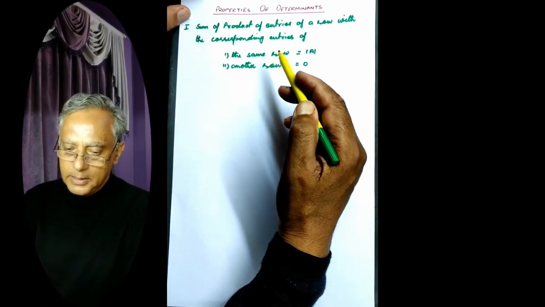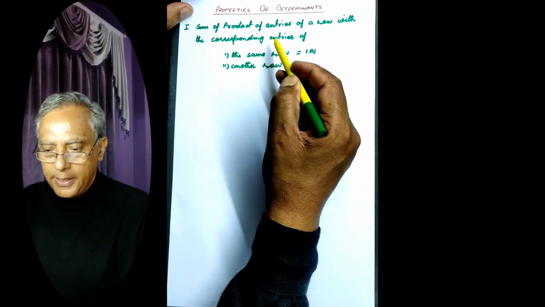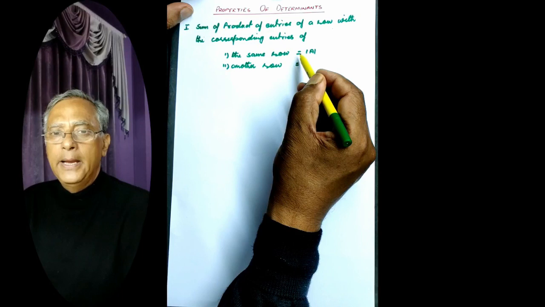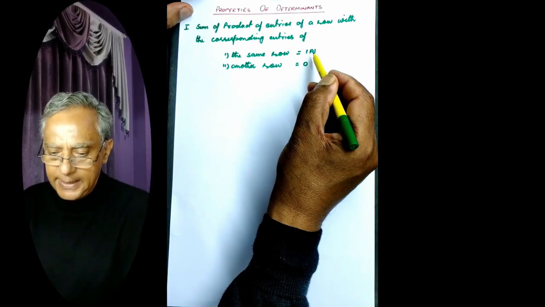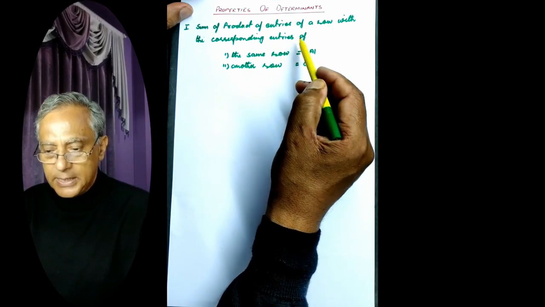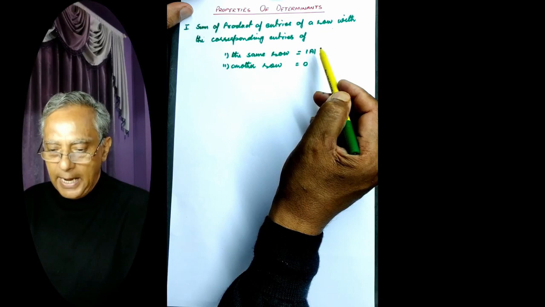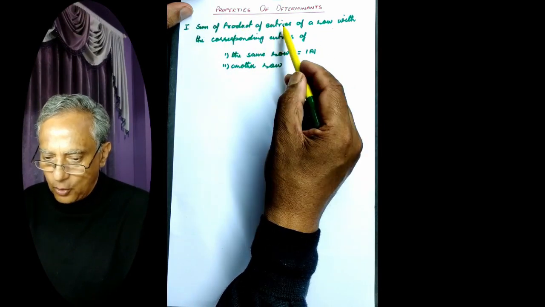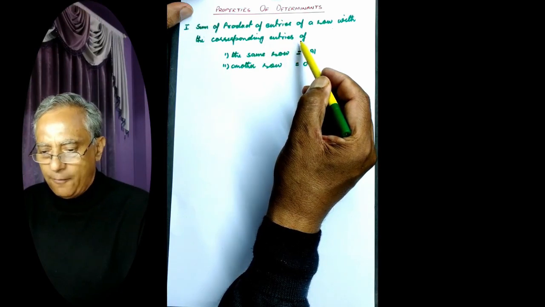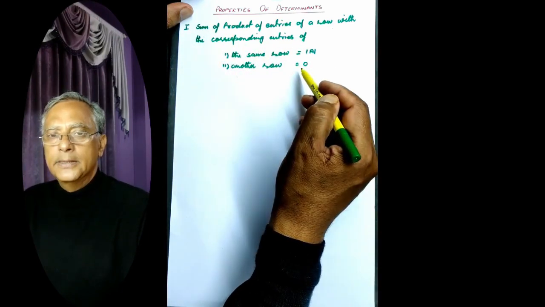First is the sum of products of entries of a row with the corresponding cofactors of the same row. The result will be determinant of A. And if the entries of a row are multiplied with the corresponding cofactors of another row and the result is added, the result will be 0.